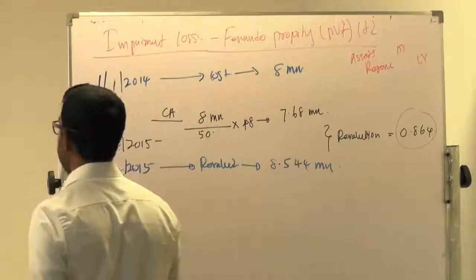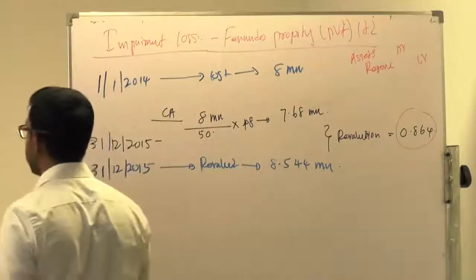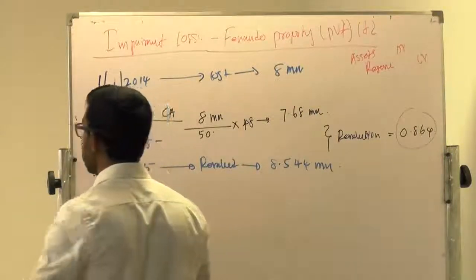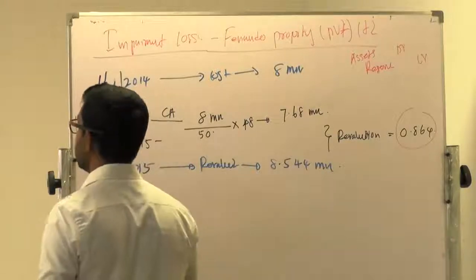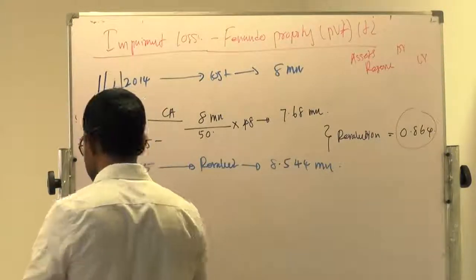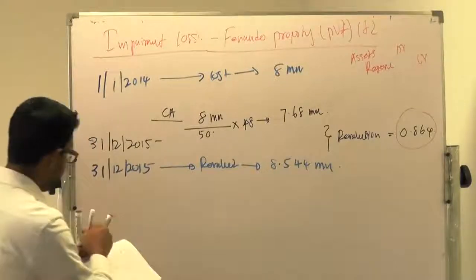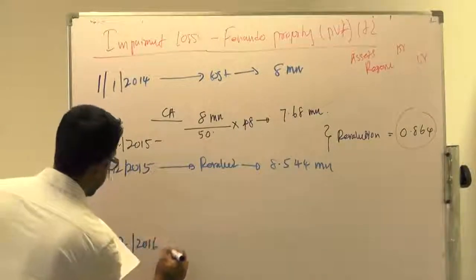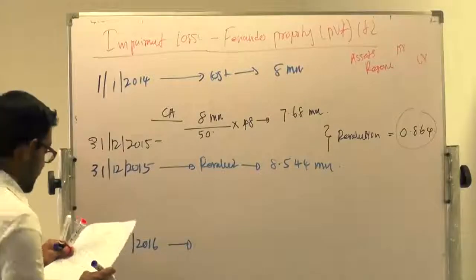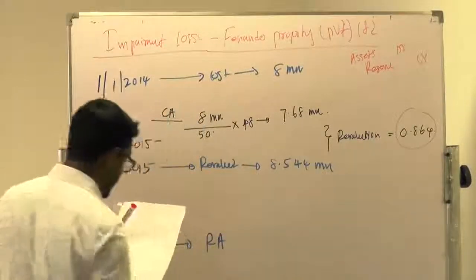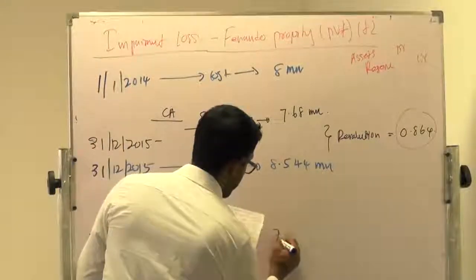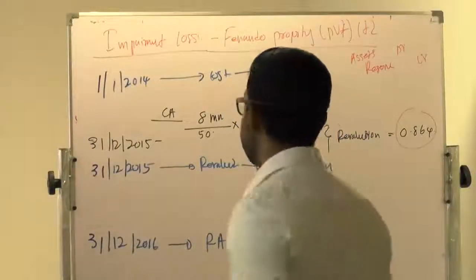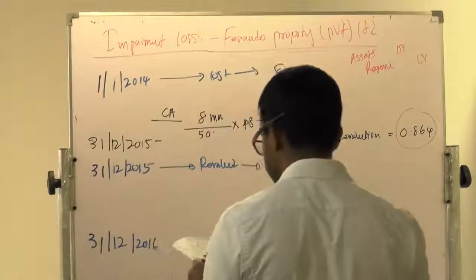During 2016, there was a commercial property crash, and as a result of that, the recoverable amount of the property fell to 7.4 million when it comes to 31st December 2016, after another year. All the information they have given to you, right? Recoverable amount 7.4 million, right?